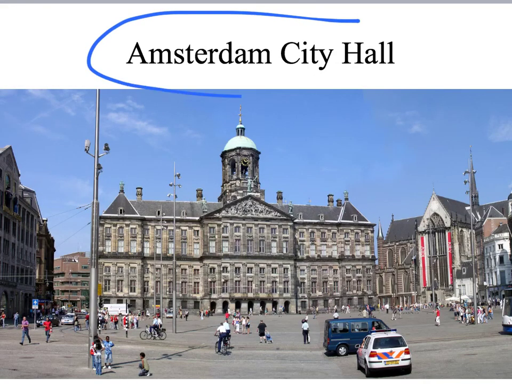And this right here is the big city hall in Amsterdam. To get a scale, look how small the people are versus how big the city hall is. So remember, this isn't a castle, this isn't a fortress, this is for the people.